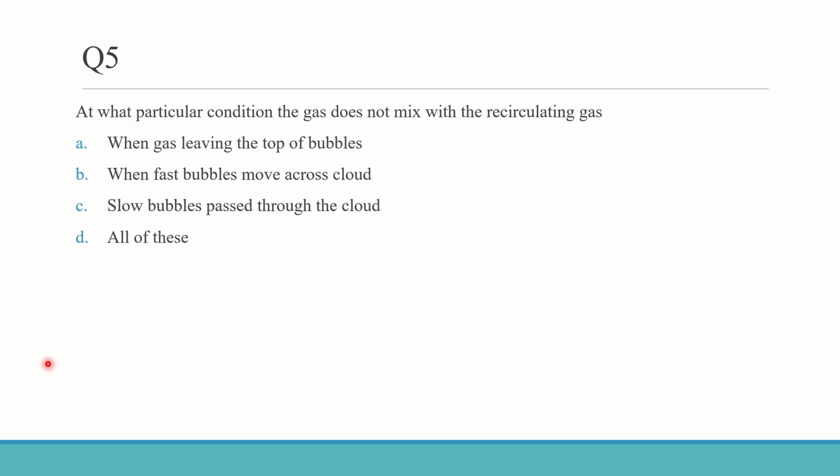In slow bubbles, the annular ring of gas circulates within the bubble. But in fast bubble, there is a recirculation of gas from the bubble top to the bubble base. This is known as the cloud. But the rest of the gas in the bed, apart from the one in the cloud, does not mix with this recirculating gas inside the cloud, because the gas moves aside as the fast bubble with its cloud passes by. So there is no mixing of the gas in the bed and the gas recirculating inside the bubble. This happens in the fast bubble regime. So option B is the right answer: when fast bubbles move across the cloud. So that is question 5.